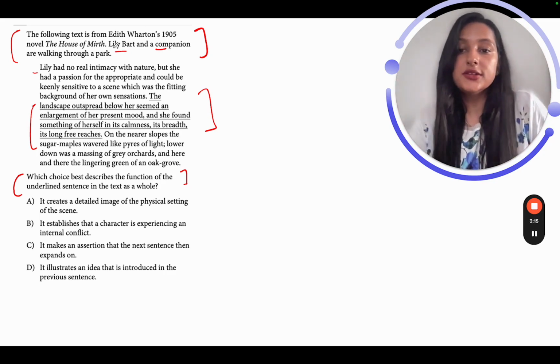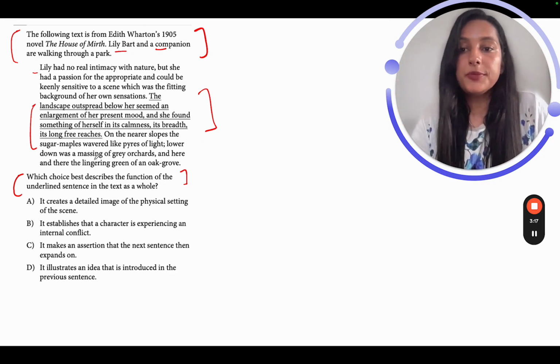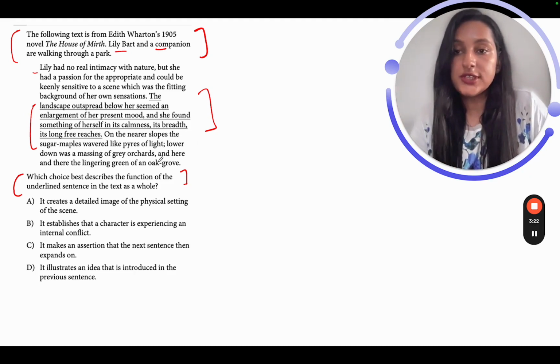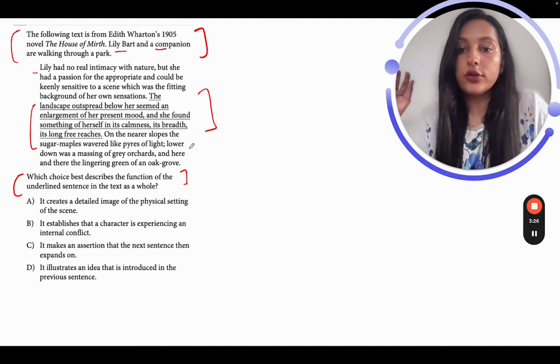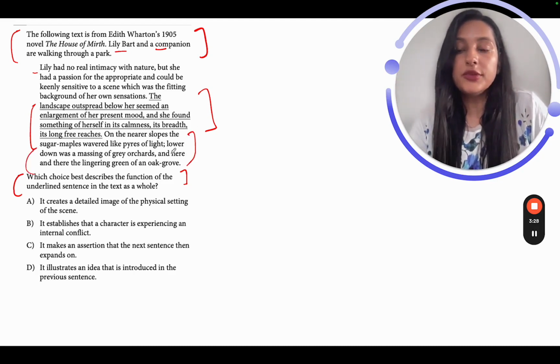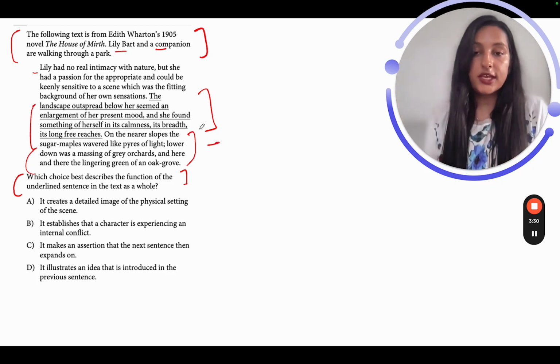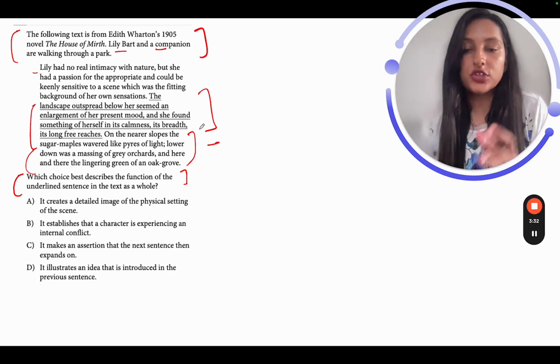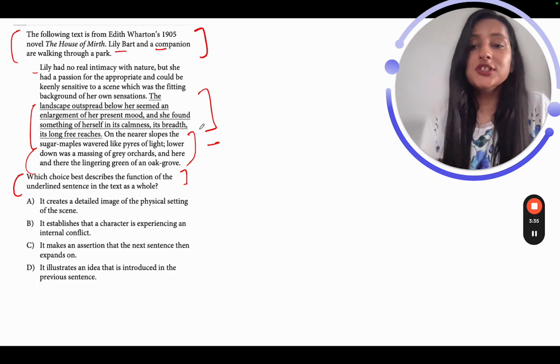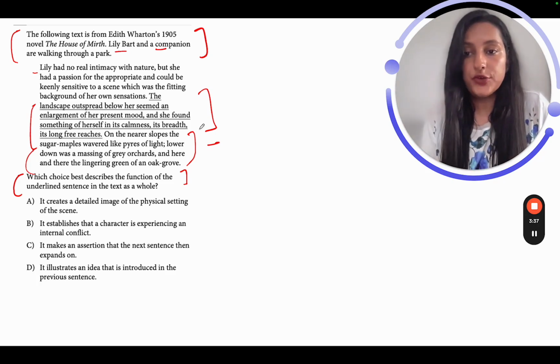Let's read the next sentence. On the nearer slopes, the sugar maples wavered like pairs of light. Lower down was a massing of grey orchards, and here and there the lingering green of an oak grove. So this is basically telling about the environment, what all is available in that environment, what all she can see. Now with this understanding, let's go ahead and try and eliminate a few options.